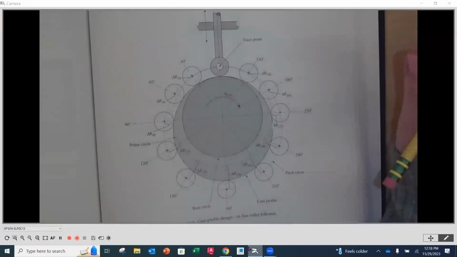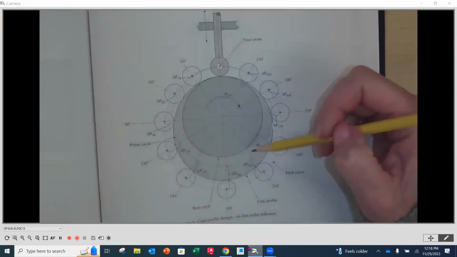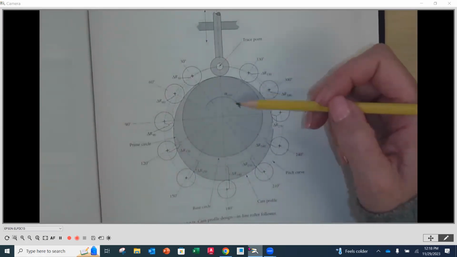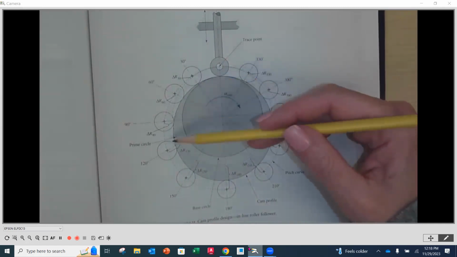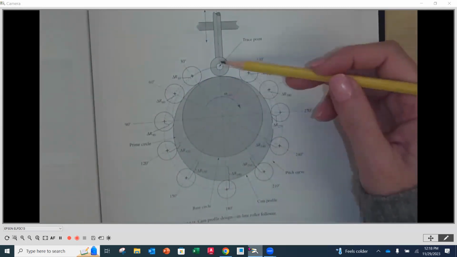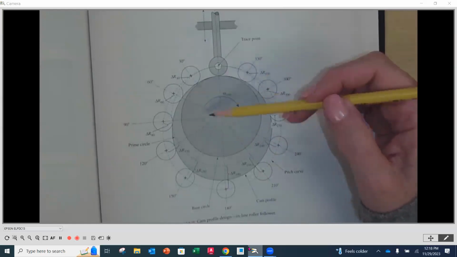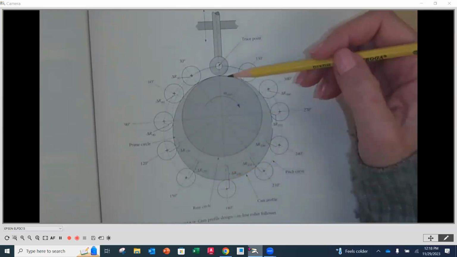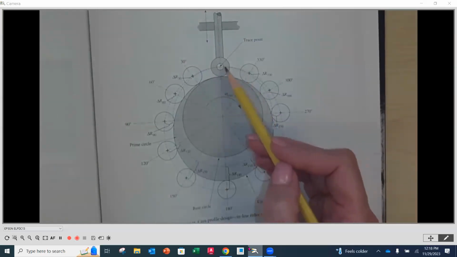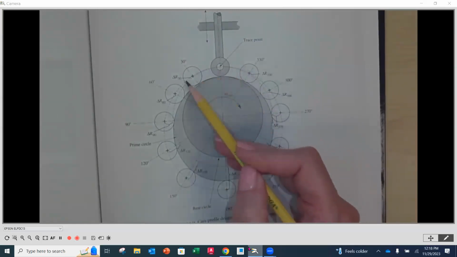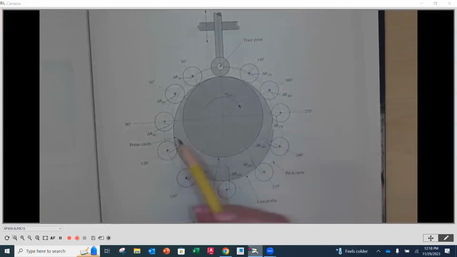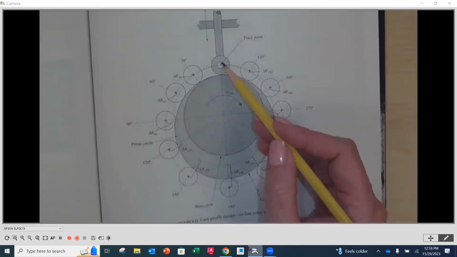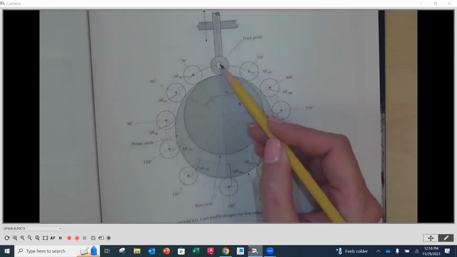Now, the only difference here is that the construction of the base circle is the same. And if you're going in a clockwise direction with your rotation, then you're going to go counterclockwise with your angles. Since it's in line, all of these lines come directly from the center, okay? And then you're going to strike a circle, the prime circle, not the trace circle, the prime circle all the way around, which is going to be the center line of your roller, okay?